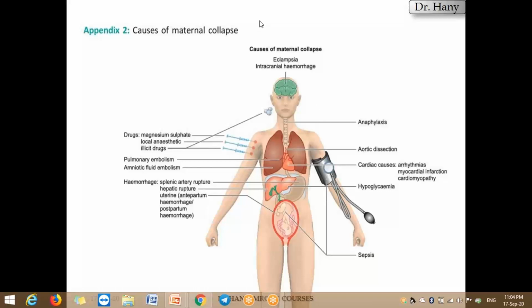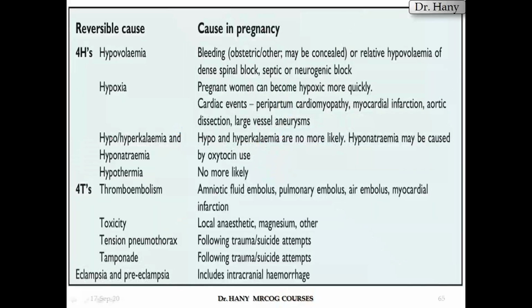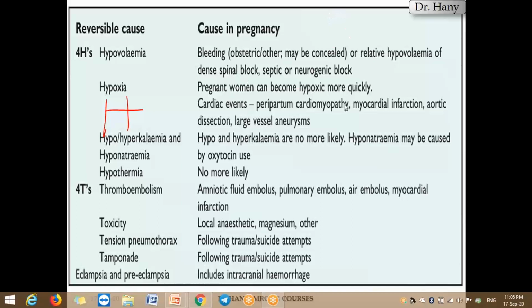The causes of maternal collapse are 4H and 4T, and 2 in pregnancy, and they forget about the hypoglycemia. So remember the hypoglycemia. 4H and 4T and 2 in pregnancy, which are eclampsia and preeclampsia. And again, they forget about the hypoglycemia, so put the hypoglycemia here. It is a reversible cause. They mentioned it in the guideline, but they forget it here in the chart. So 5H actually, and 4T and 2 in pregnancy, which are eclampsia and preeclampsia. So these are exam questions.